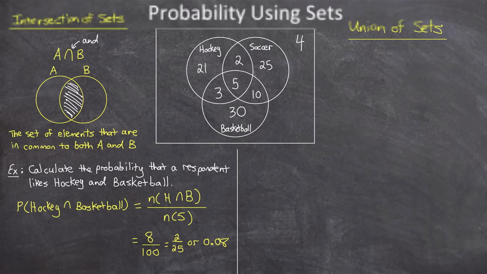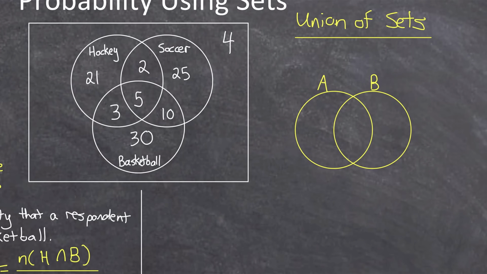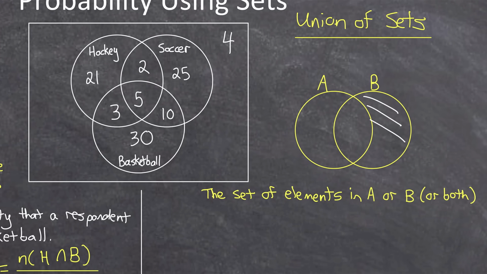Now let's do an example for the union of sets. Let's start off with what is the union of two sets. I'll draw two sets. Once again, I'll draw set A and set B. And then if I wanted to represent the union of those two sets, I would need to show the elements that are inside of A or B or both. So that would be anything anywhere inside of this shaded region.